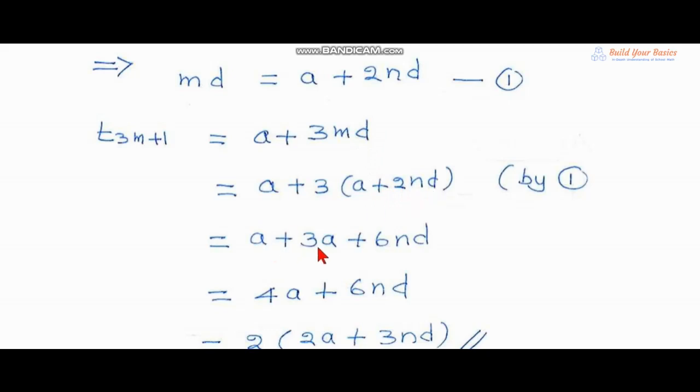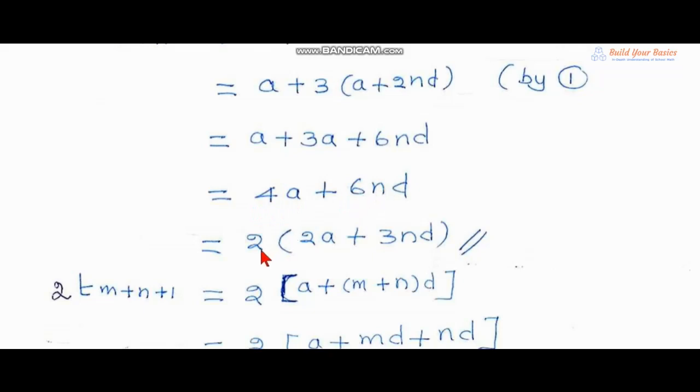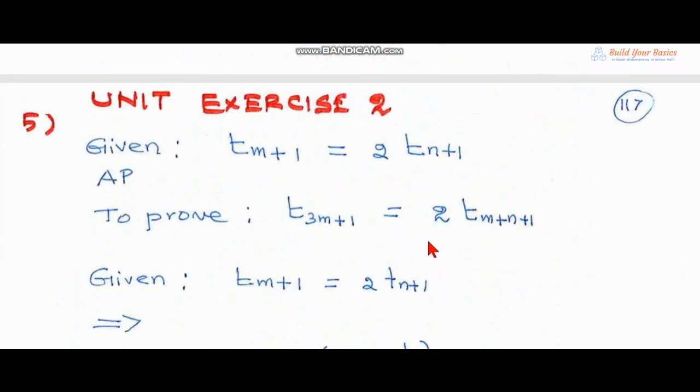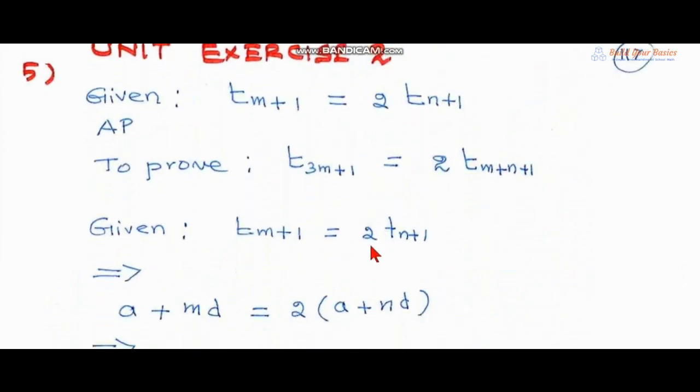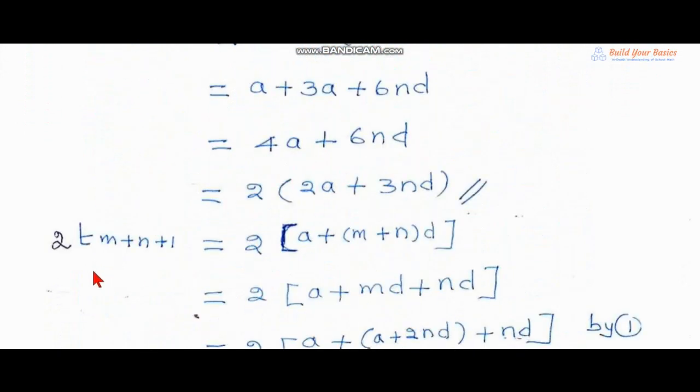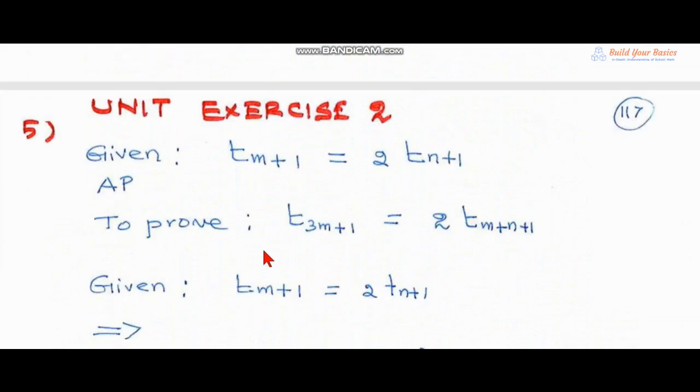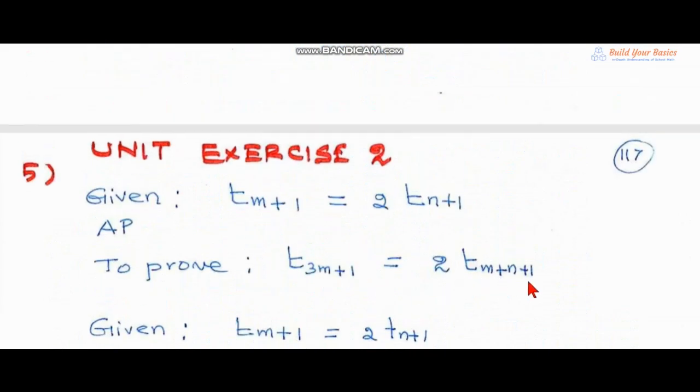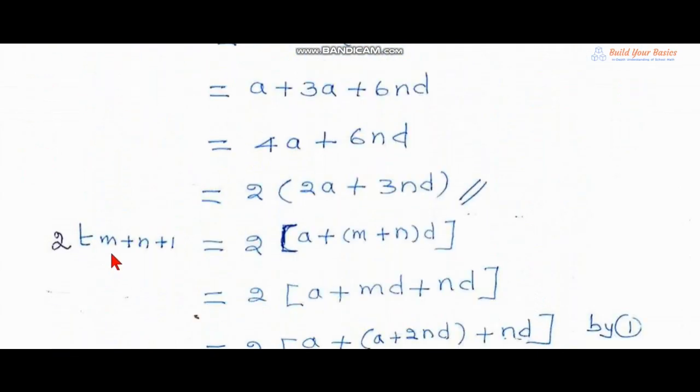So it is a plus 3a plus 6nd. That is 4a plus 6nd. We can take 2 common. So 2 into 2a plus 3nd. Now let us take the right hand side of what is to be proved. 2 into t(m+n+1) is the right hand side of what is to be proved. So 2 times t(m+n+1) equal to 2 into a plus, since it is here m plus n plus 1, here it will be m plus n.